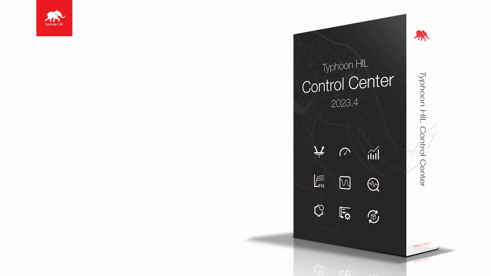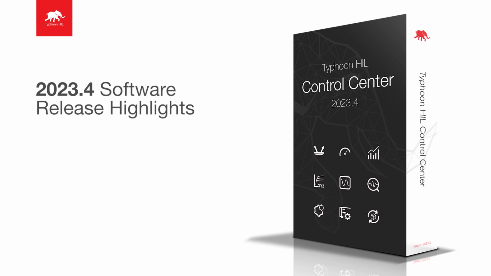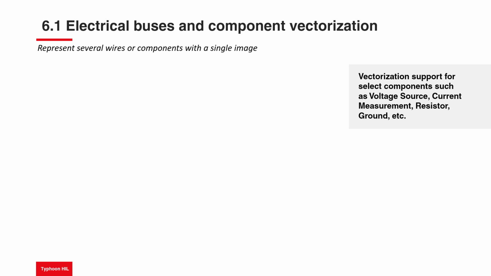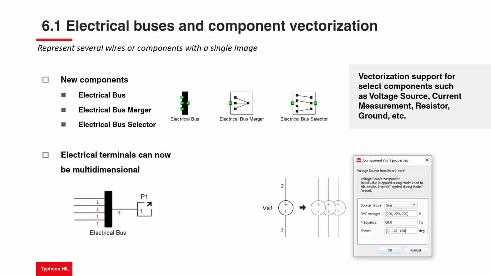Hello and welcome. From the 2023.4 Typhoon HIL Control Center software release, it's possible to represent multiple electrical wires by a single connection line, which we call an electrical bus. Additionally, some electrical components now support vectorization, allowing a single schematic component to represent several ones. In this tutorial, we explore how we can create electrical buses and how to use the electrical component vectorization feature.